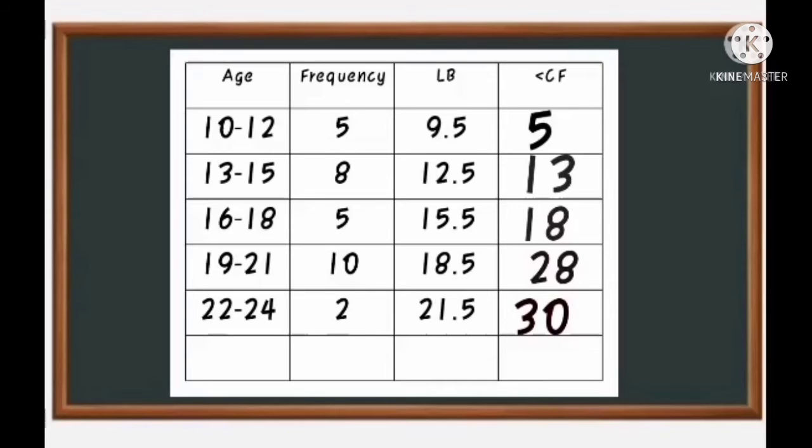We also need to get the interval and the total frequency. To get the interval, let's count from 10 to 12: 10, 11, 12. So that means the gap from 10 to 12, 13 to 15, 16 to 18, 19 to 21, 22 to 24. So the interval is 3. To get the total frequency, we need to add the frequencies. So n is equal to 30.